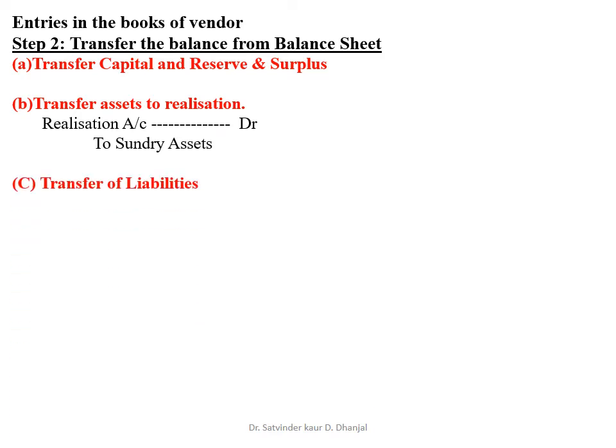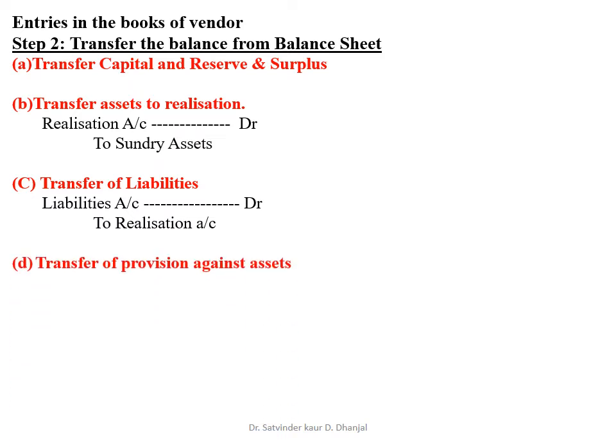C. Transfer of liabilities. So the journal entry for the same is liability account debit to realization account. D. Transfer of provision against assets, that is bad debt reserve, depreciation fund. This will be transferred to the credit side of realization account.